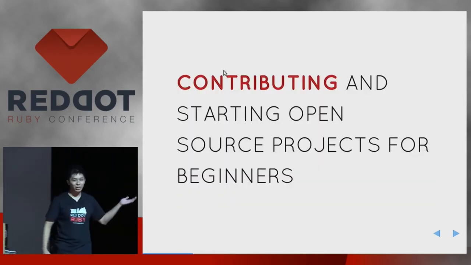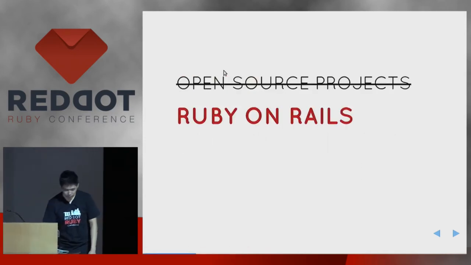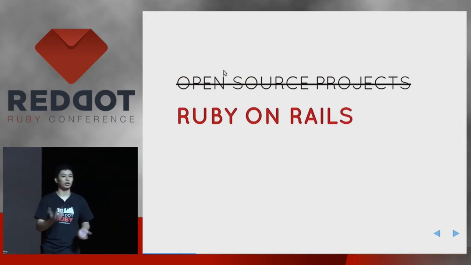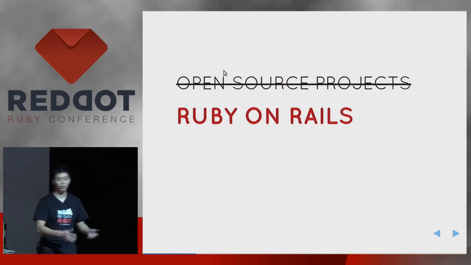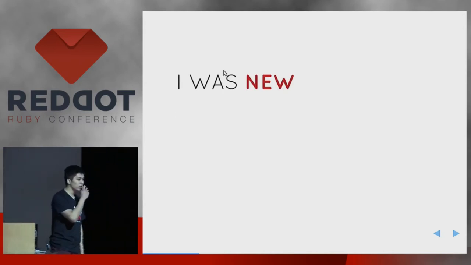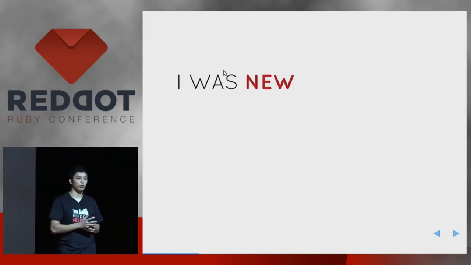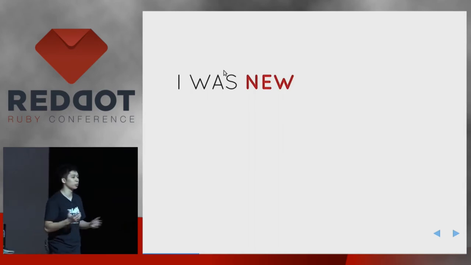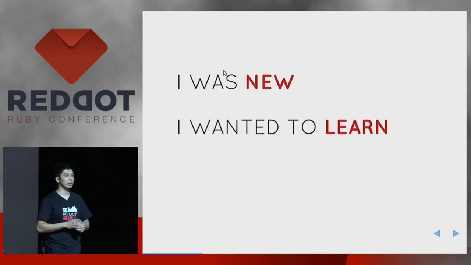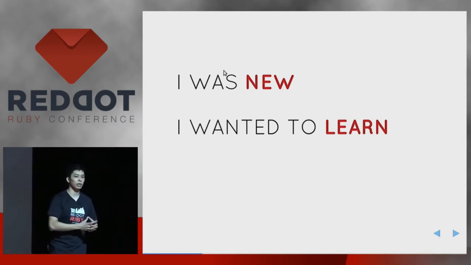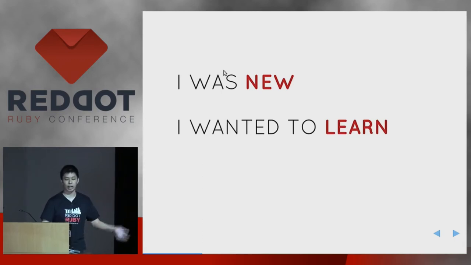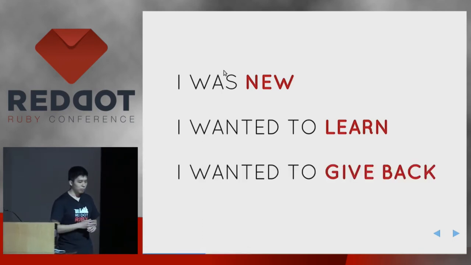Okay, so to the actual content. My talk was about open source projects, but most of my contributions were actually to Ruby on Rails. So most of my examples would be to Rails. The motivation I had when I first wanted to contribute to open source was because I was new to programming, and I really wanted to learn more. Like you do things at work, but there were a lot of things I still didn't know. So I wanted to expose myself more to other different libraries, and I wanted to give back.